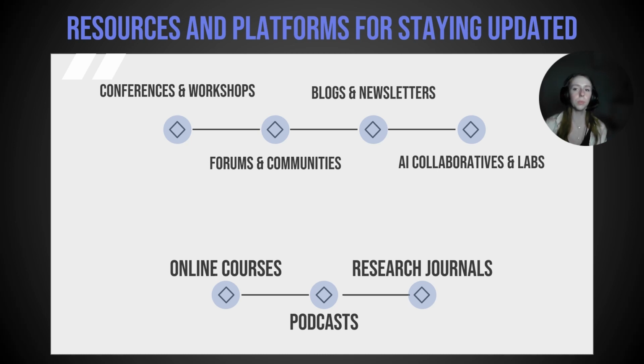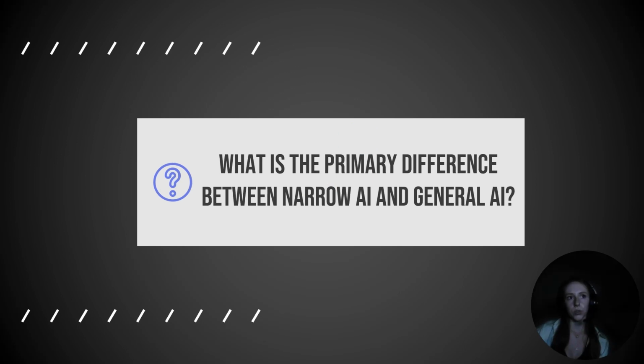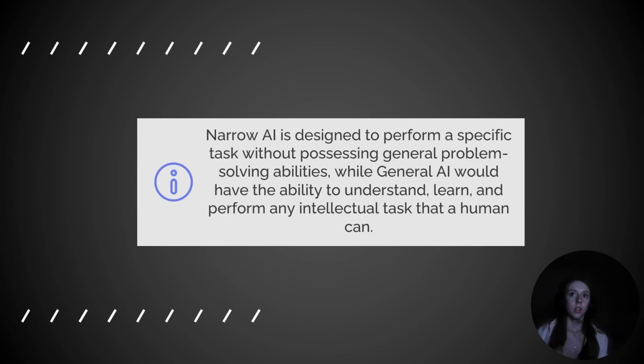responsibly and effectively. That does conclude the majority of our presentation, but we do want to go over some commonly asked questions and answers about AI, which we will now cover. So first of all, what's the primary difference between narrow AI and general AI? Essentially, narrow AI is designed to perform a specific task without possessing general problem-solving abilities, while general AI would have the ability to understand, learn, and perform any intellectual task that a human can. So narrow AI is still very limited in that capacity.